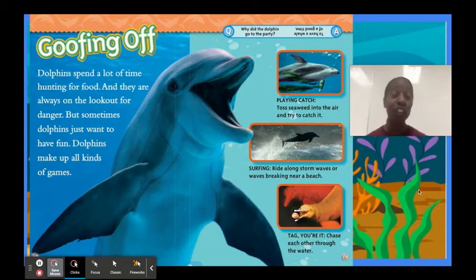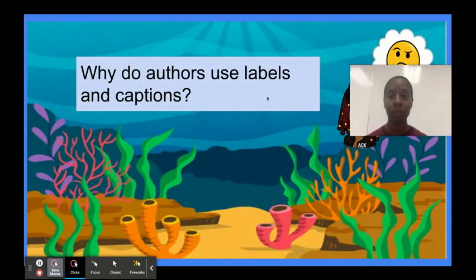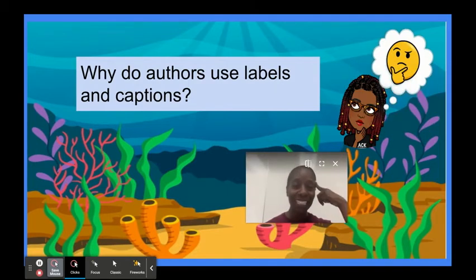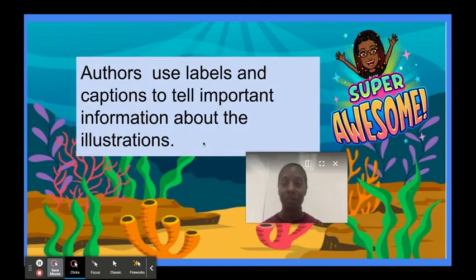So we just learned that dolphins like to play and have fun too. And we learned that by reading the captions. So, why do authors use labels and captions? Put on your thinking cap. Authors use labels and captions to tell important information about the illustration. Woohoo!